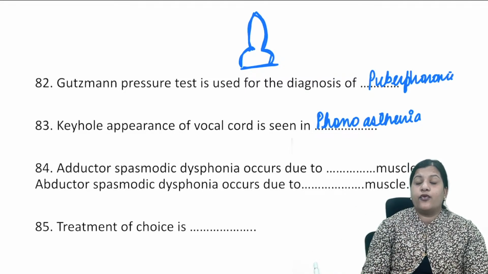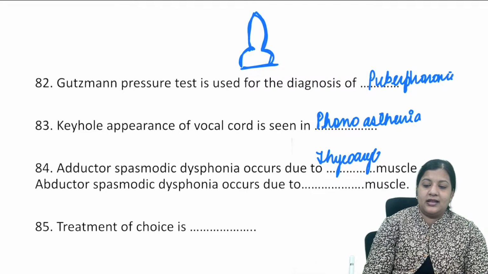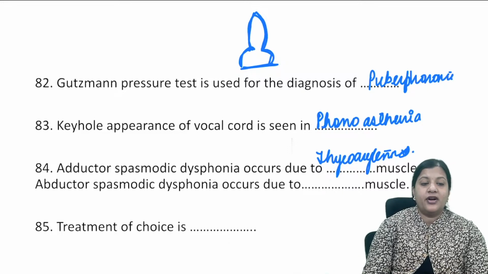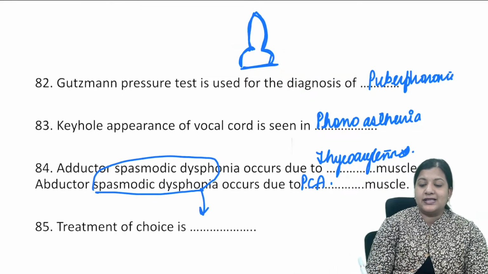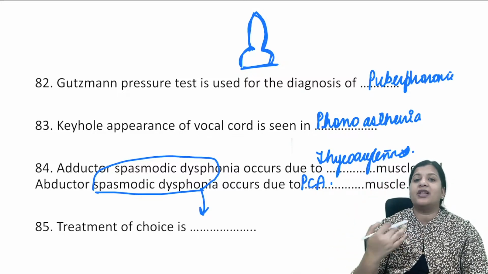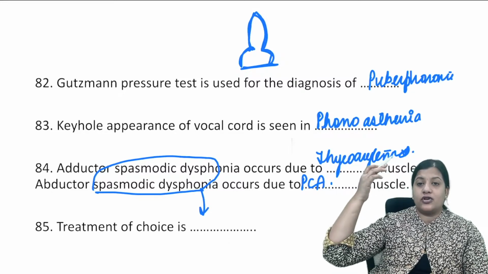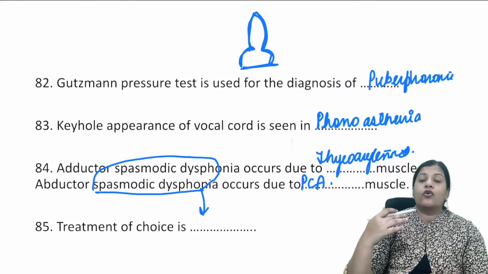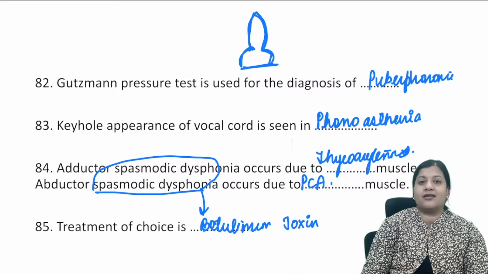Adductor spasmodic dysphonia happens due to spasm of which muscle? Thyroarytenoid. Abductor spasmodic dysphonia happens due to which muscle? Posterior cricoarytenoid. For spasmodic dysphonia, the treatment of choice is, so it's not a local laryngeal pathology, it's a neurological pathology that is causing spasm of the laryngeal muscles, secondary to Parkinson, Alzheimer. So we cannot think of treating the neurological pathology, but instead we treat the local larynx by giving some relaxant injections, which is nothing but botulinum toxin injection.